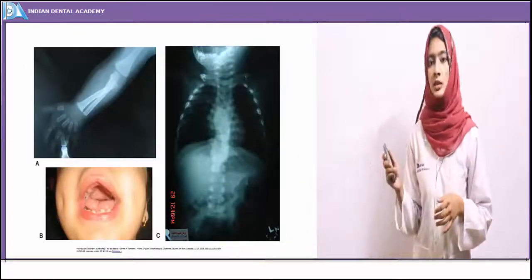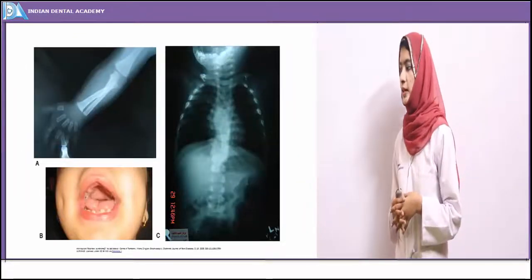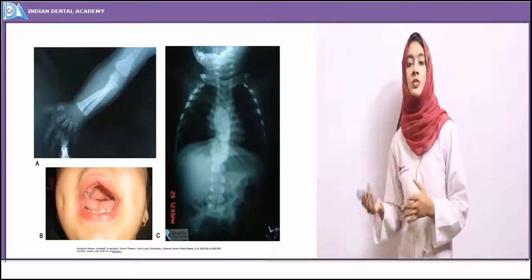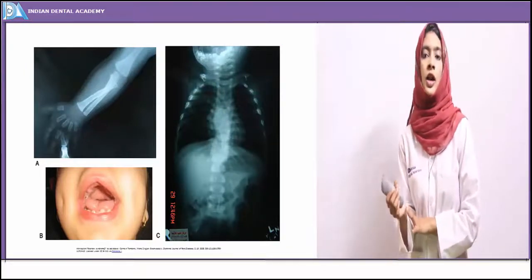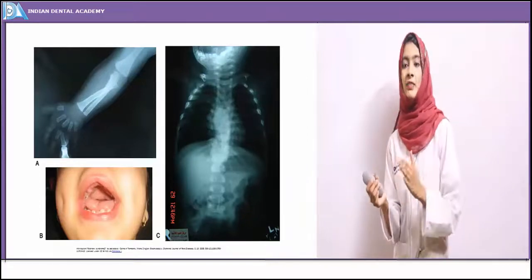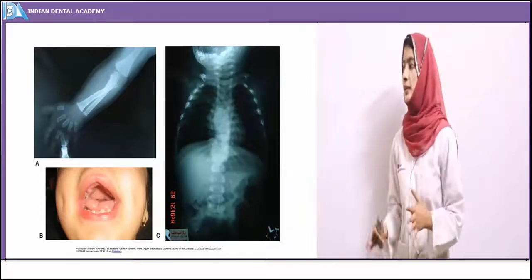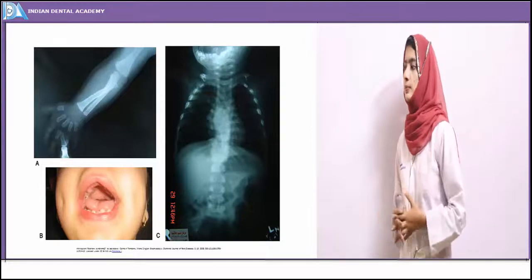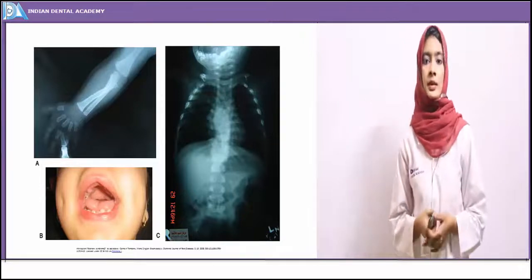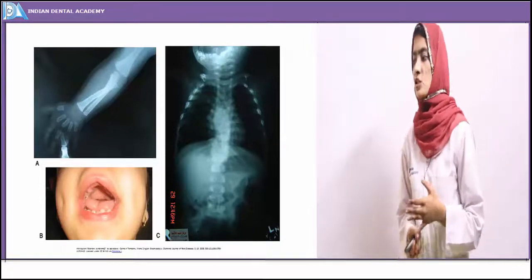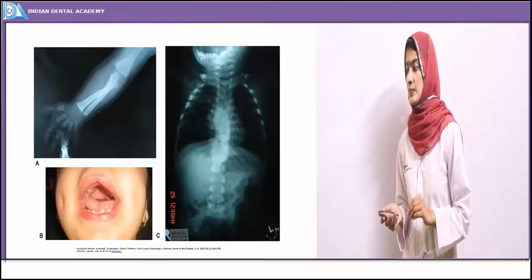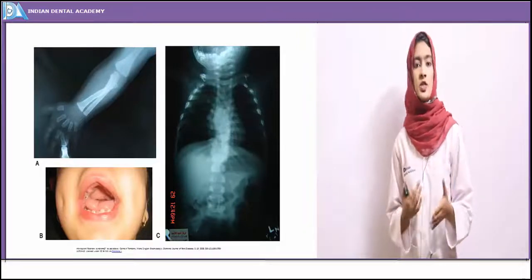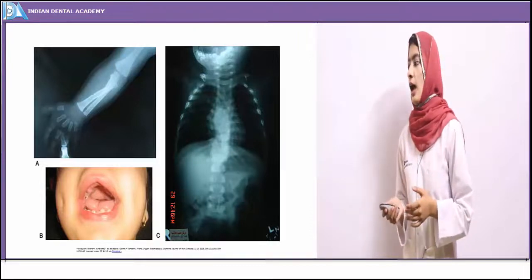So if you can see the radiographic picture there, the radiographic picture of the hand shows that the forearm is relatively shorter when compared to the upper arm. It's not being clearly seen, but that is nothing but brachymesomelia, the presence of a short forearm. And in the oral cavity, you can see the presence of a cleft palate.